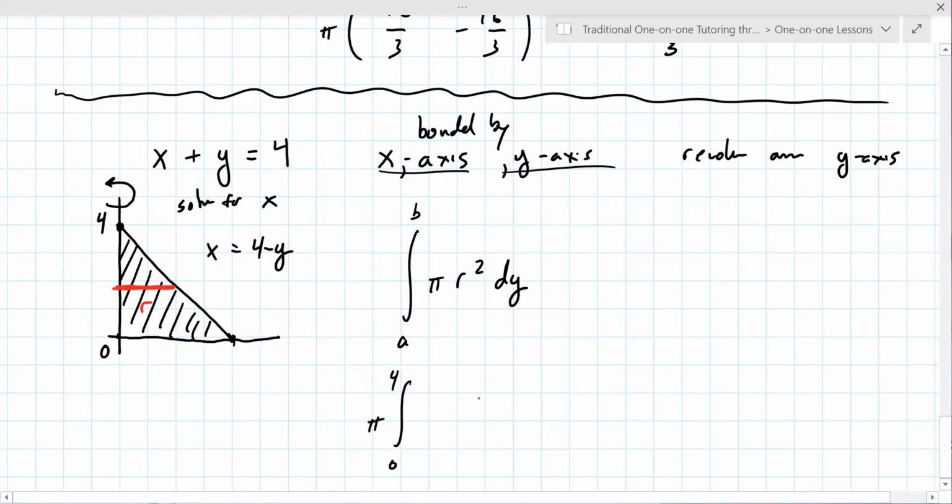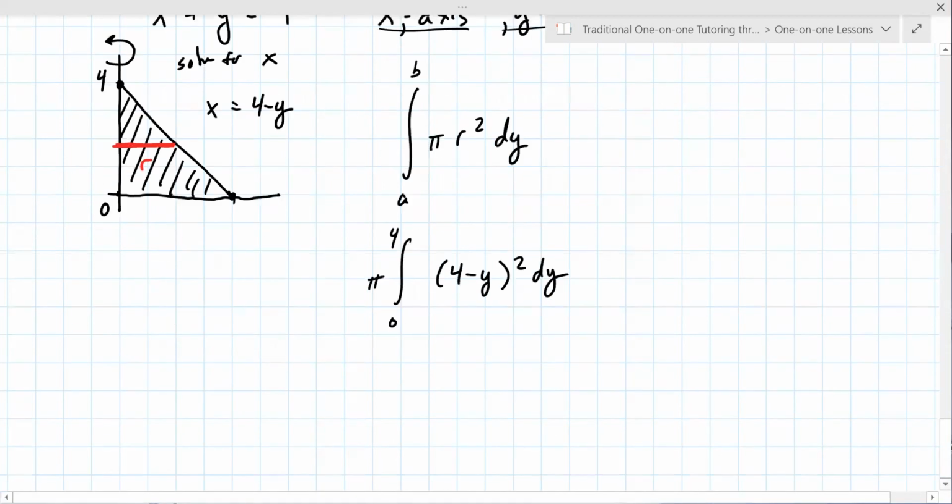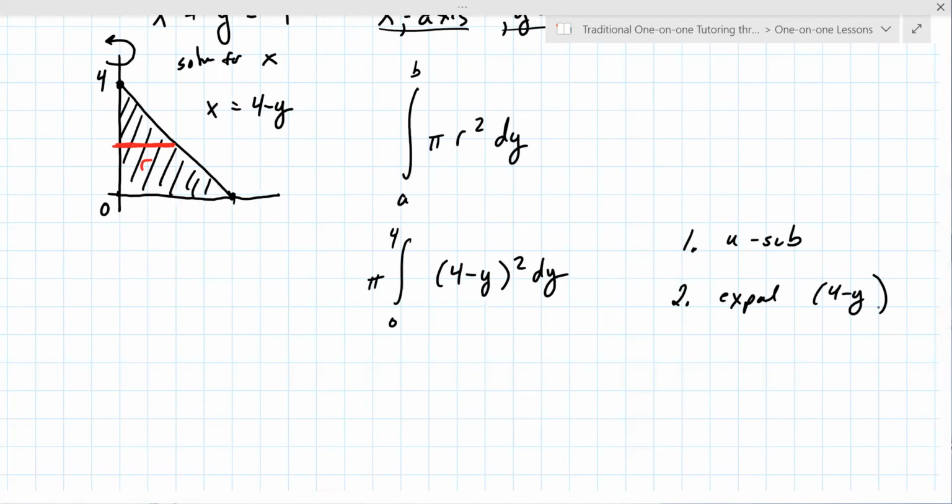Put the pi on the outside. R is 4 minus y, squared, dy. There are two approaches here for integration. One is to use a u substitution. Another is to expand 4 minus y. They both work. Just have to pick which one you like. So that's just foiling if you do expand. Yes. Okay, I'll do that.